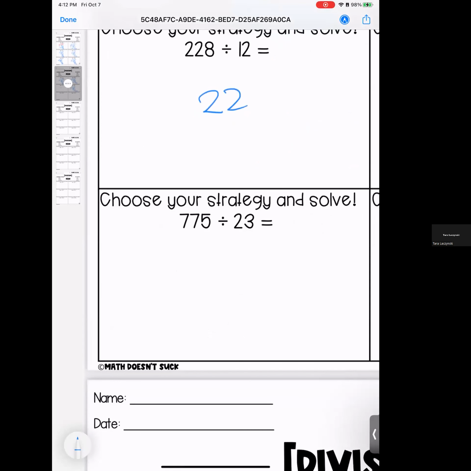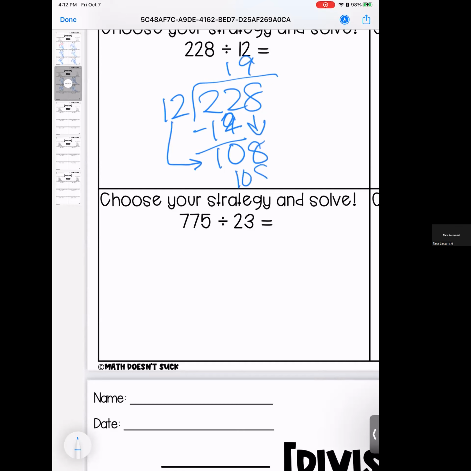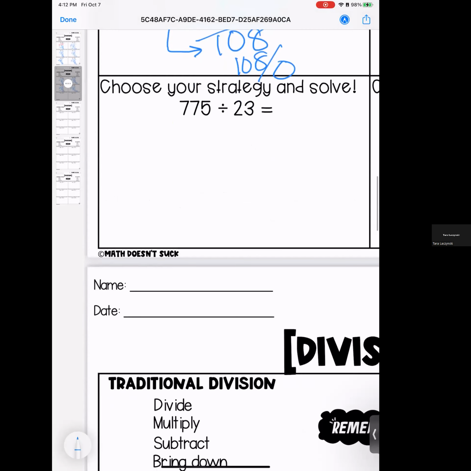All right, 228 divided by 12. 12 does not go into 2, but it does go into 22 one time. When I take 12 away, it leaves me with 10. Now remember, I know this feels like a larger number, but 12 is still larger than 10, which makes it okay. I bring down my 8. 12 times 9 gives me 108 with no remainder. My answer is 19.